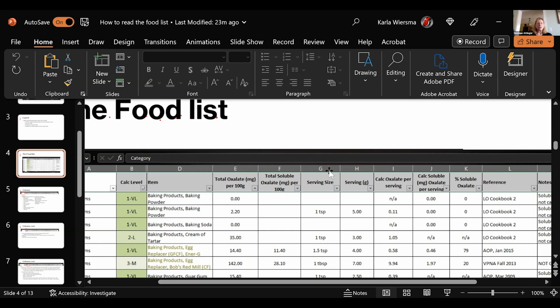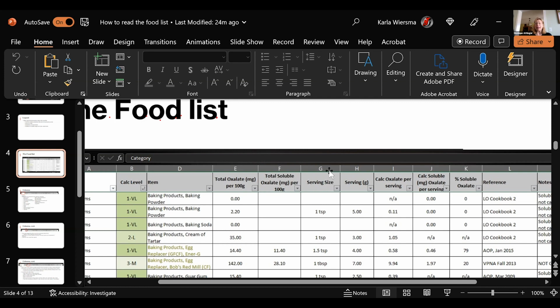All right, so 1 tablespoon is the amount that we measured. That's a volume measurement. That's how much space it takes up in something. Then we have the weight measurement. That's in grams. So I'll be going through with a scale to show us some of these things. Then calc oxalate per serving is just the amount of oxalate for a typical serving size, 1 tablespoon.